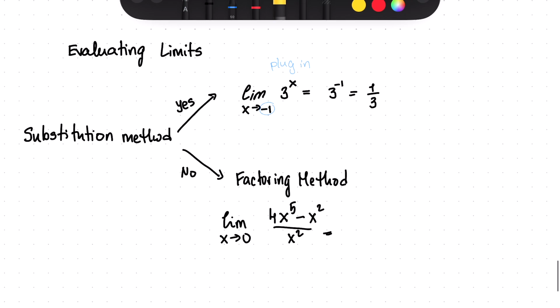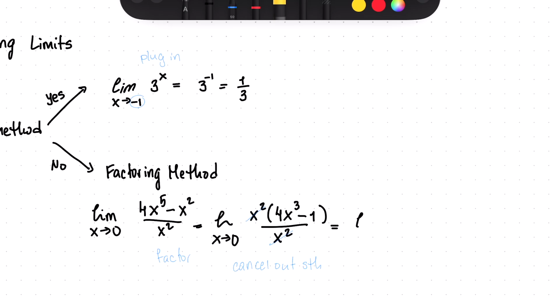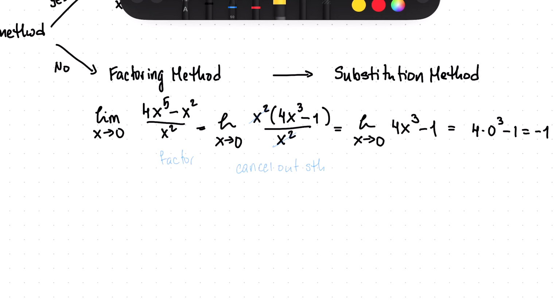Again, we need to factor, because this is the factoring method. I'm going to factor out x squared, and we will have x squared, and in parentheses we have 4x to the 3 minus 1, and it's all over x squared. So our first step was to factor. Now we need to cancel out. We can cancel out x squared from the top and the bottom. Now that we have successfully eliminated the denominator, we can use our substitution method right here. Let's plug in our x, which is 0, and we will be left with -1.